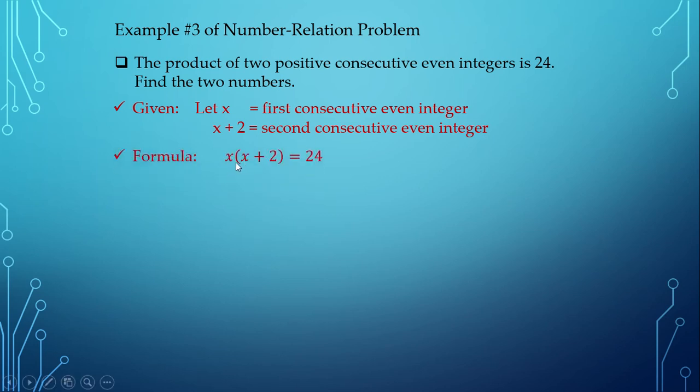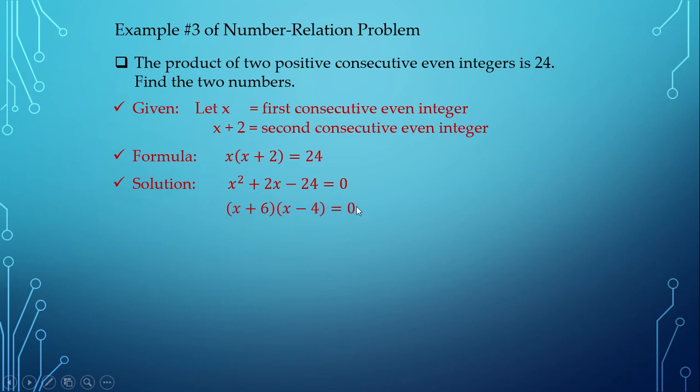Where did you get this formula or equation? The product means multiply, no? So we multiply the product of two positive consecutive even integers. So multiply x and x plus 2, the first and the second consecutive even integer. So x times x plus 2, their product is 24, equal to 24. When we multiply a monomial times a binomial, we distribute. So x times x is x squared, x times 2 is 2x. Then 24 on the right side will be transferred to the left side. It becomes minus 24 equal to 0.